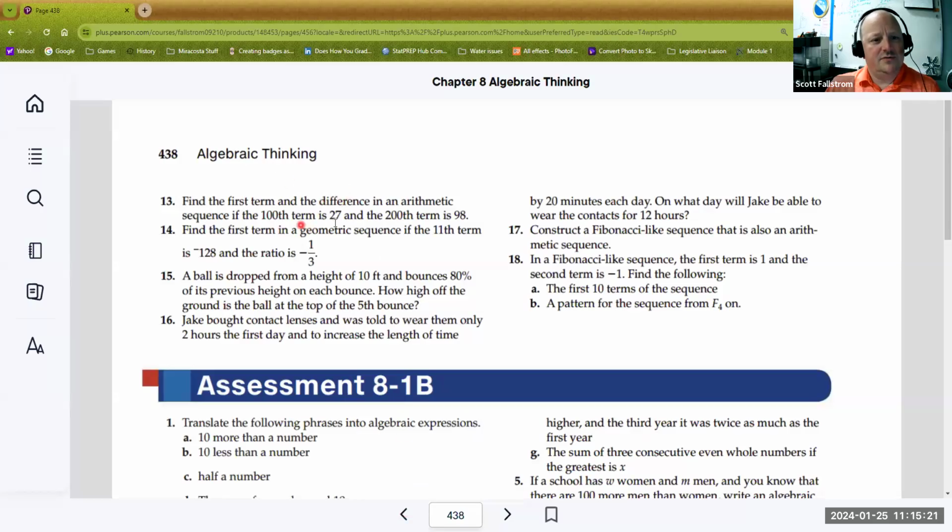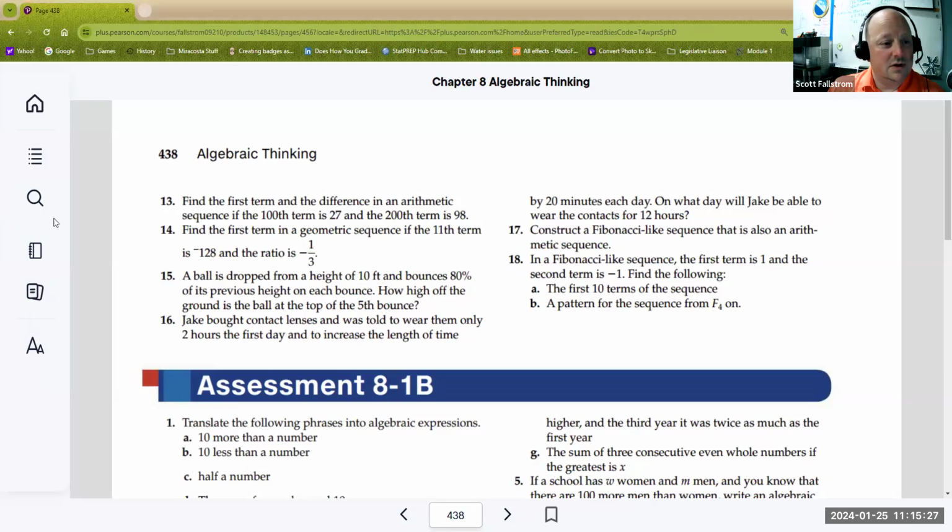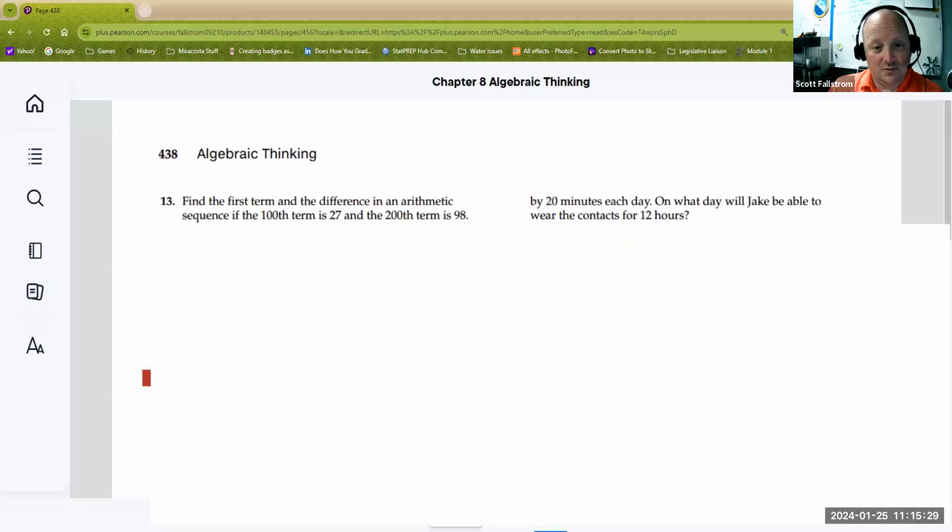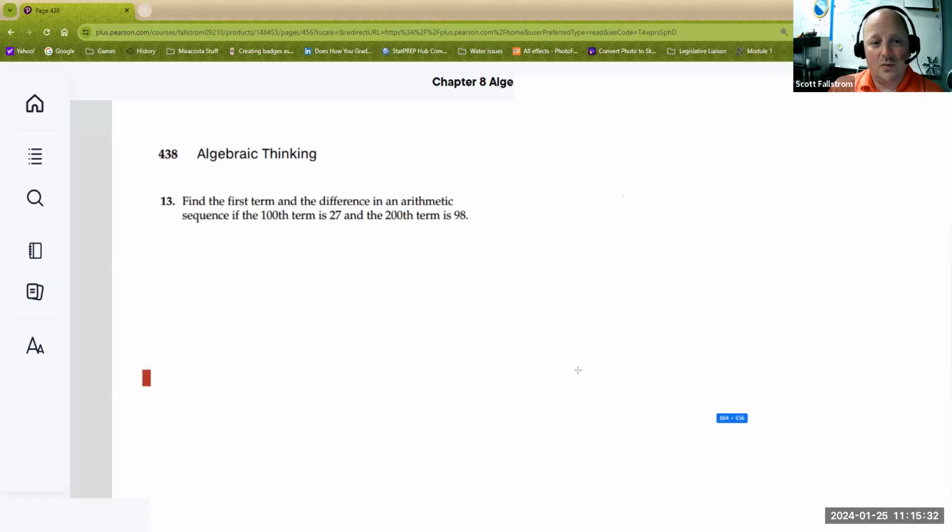Yeah, here we go. First term is 27, 200 term is 98. Okay. So let's, yeah, we can do either one, honestly. So why don't I do this one so you can practice with the other one. Let's just see how we do.